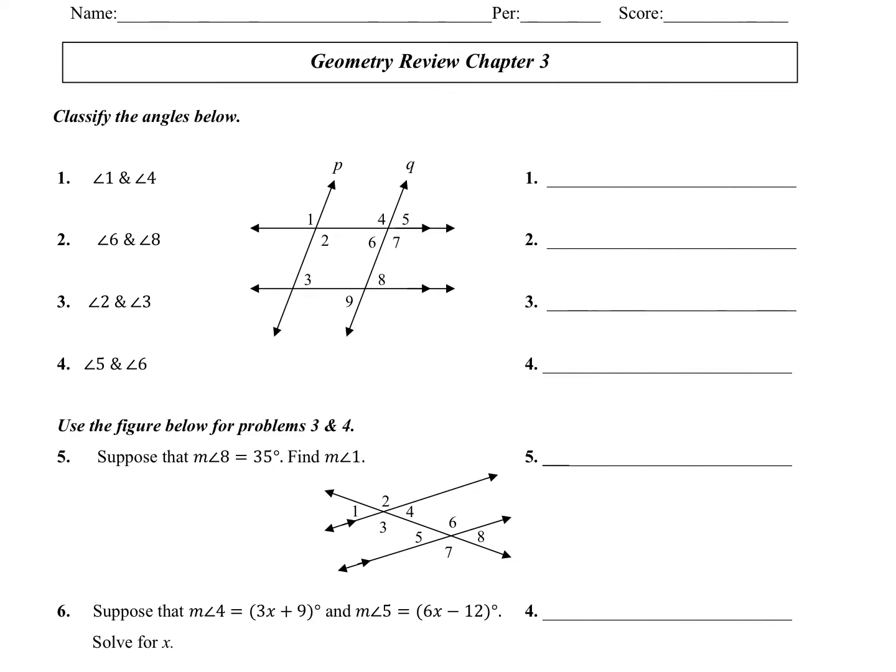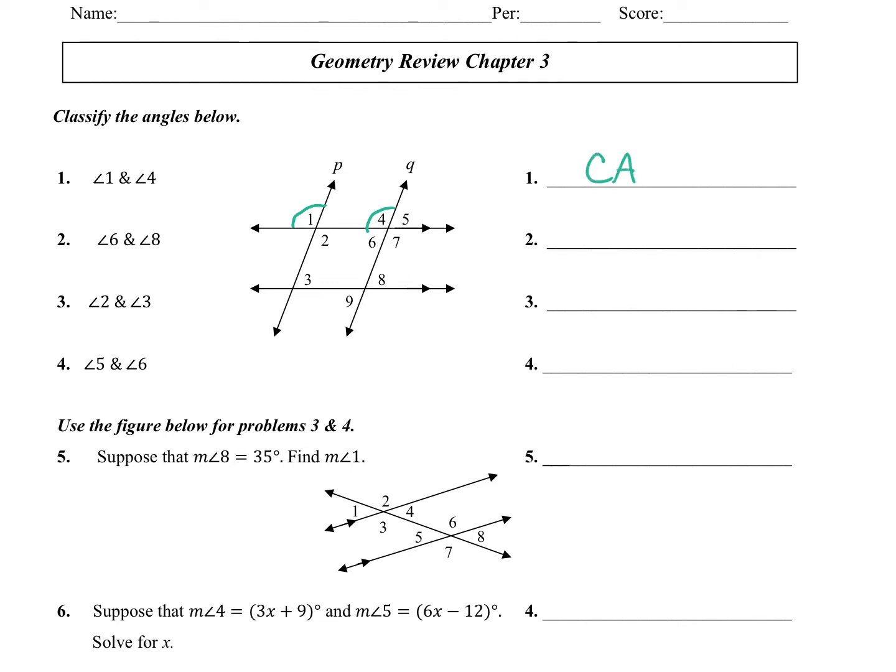These angles. So first one, it says what type of angles are angle 1 and angle 4? What do you think? Those are corresponding angles. Top left with top left. So those are corresponding angles.